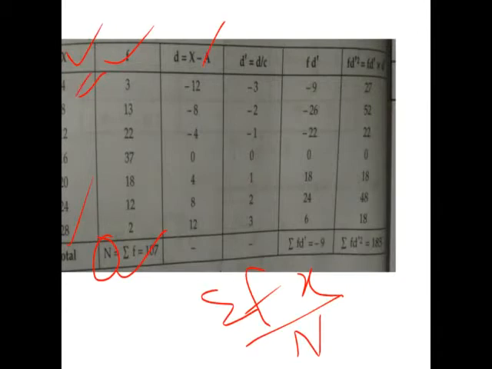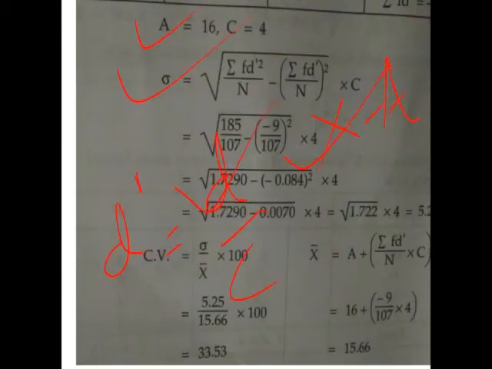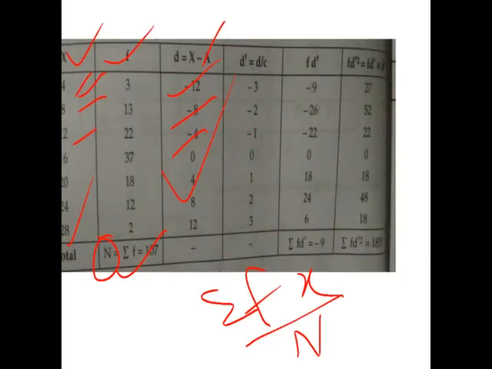So x is 4. 4 minus 16 is minus 12. x is 8. 8 minus 16 is minus 8. x is 12. 12 minus 16 is minus 4. So here you are getting the values, that is d is equal to x minus a. Now which value do you need next? d dash. That is d divided by c. So you got these values of d. Now d dash is equal to d divided by c.